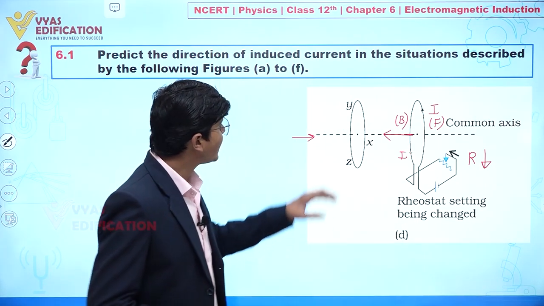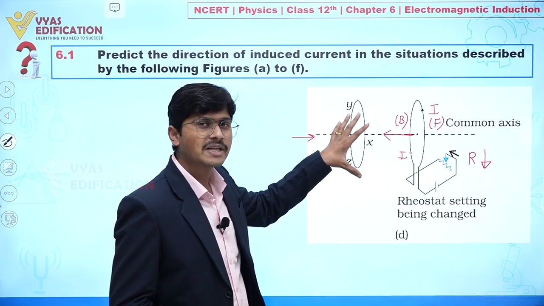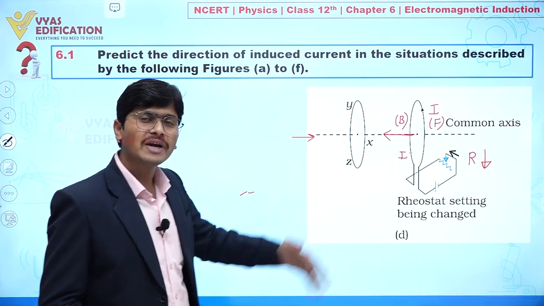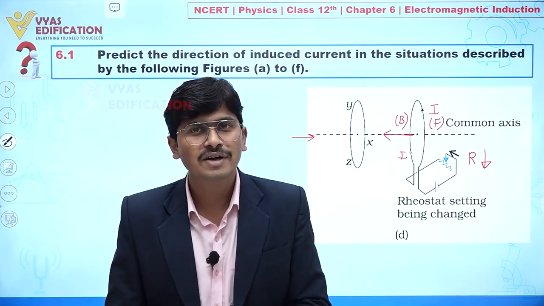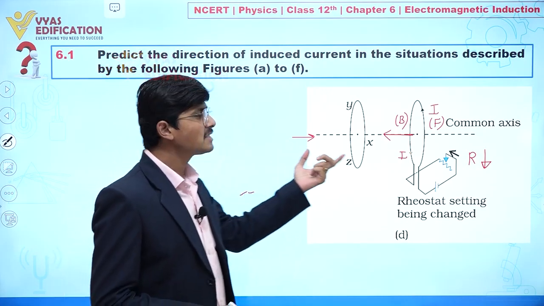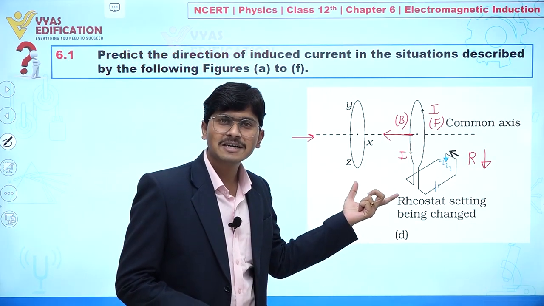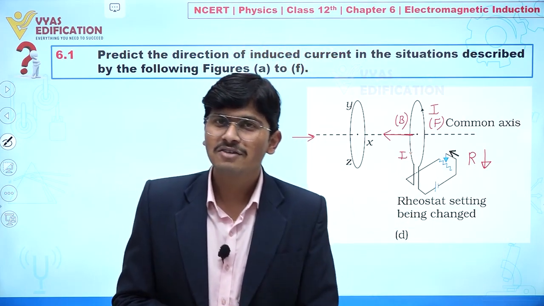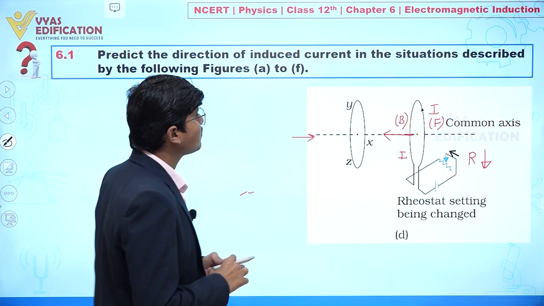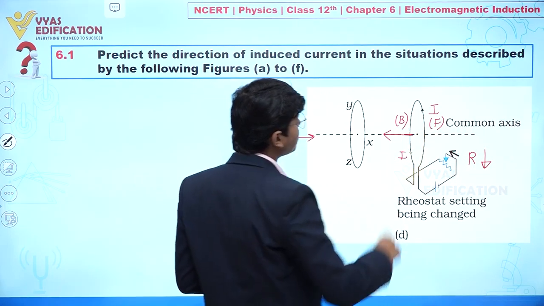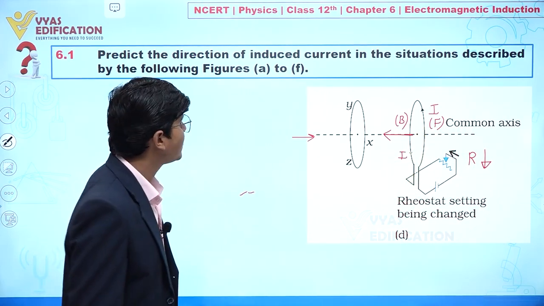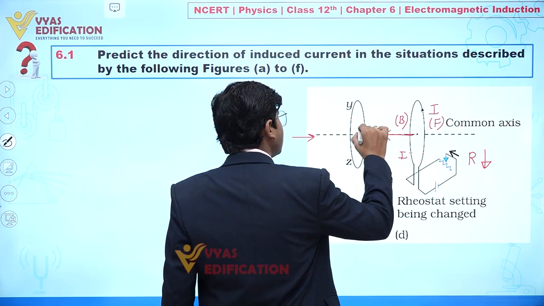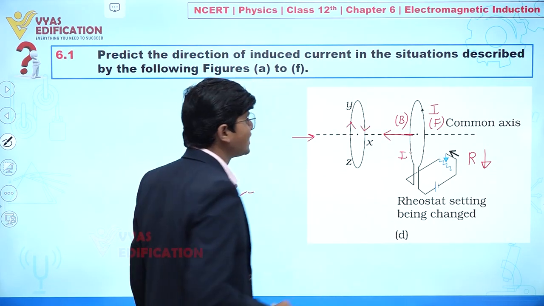So I can see the magnetic flux related to that coil also changes. Whenever there is a change in the magnetic flux, induced EMF will be generated, and because this circuit is closed, induced current will be developed. But this induced current will be developed like this, it will try to oppose this change, clear? So at that time this current will flow like this. Yes or no?